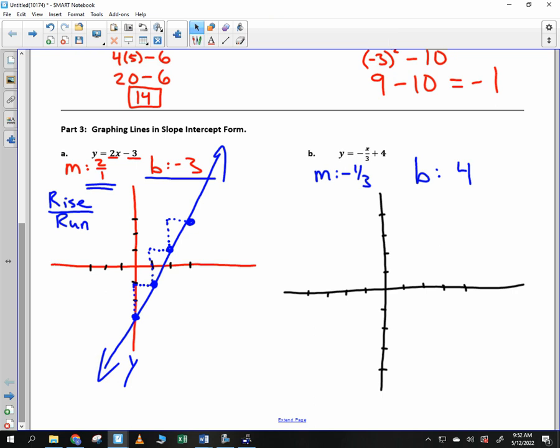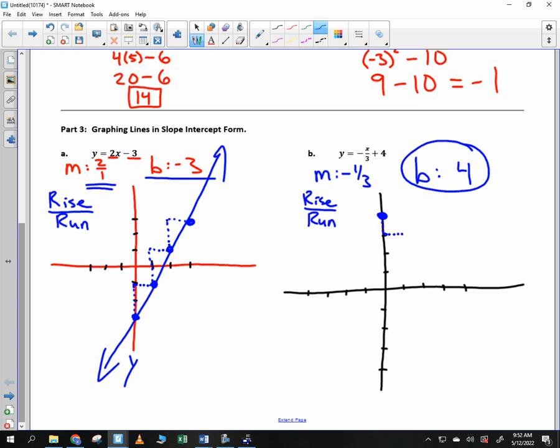Your worksheet will have graphs on there for you. I just forgot to put them on the notes. So if my y-intercept is 4, I go 4 units up. If my slope is negative 1/3, I have a rise over a run. My rise is negative 1, so I go down 1, and my run is 3. I go over 1, 2, 3. And 2 points is enough to be able to draw that line. The other one I just drew multiples so you could see we go through all of them. So that's a review on how to graph lines.